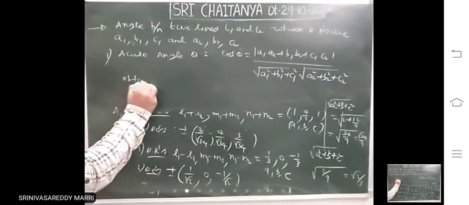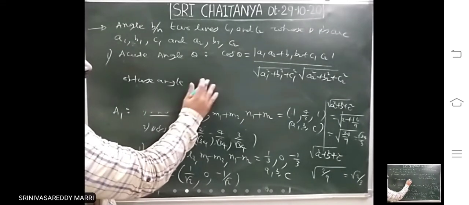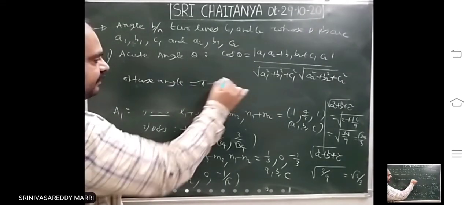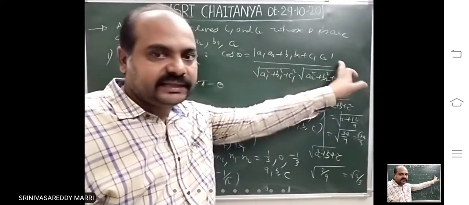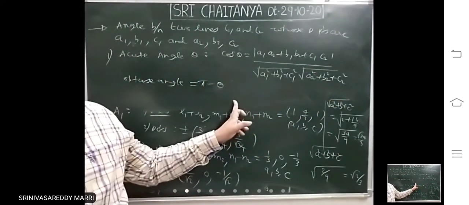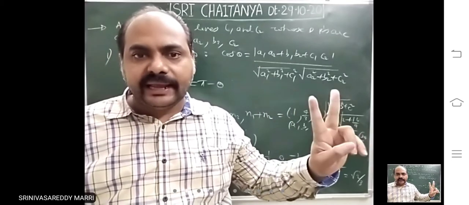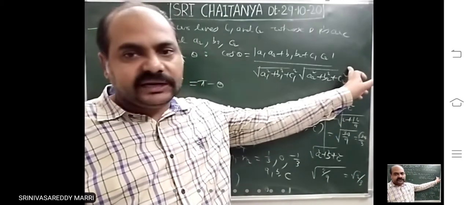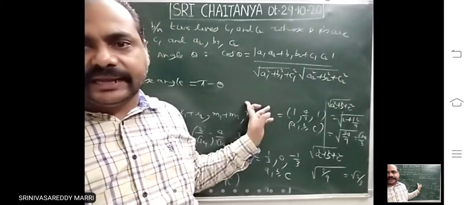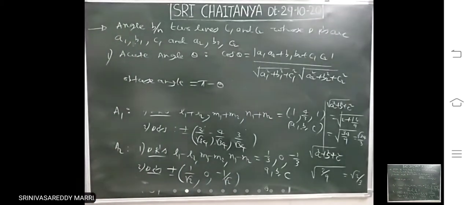Then, if acute angle is theta, obtuse angle is nothing but pi minus theta. Suppose this you have calculated 30 degree, then obtuse angle is what? 150 degree. For any two lines, there will be two angles. One will be acute angle and another will be obtuse angle. First we will calculate acute angle and then obtuse angle is what? 180 minus theta. Simply. So this is the formula used.